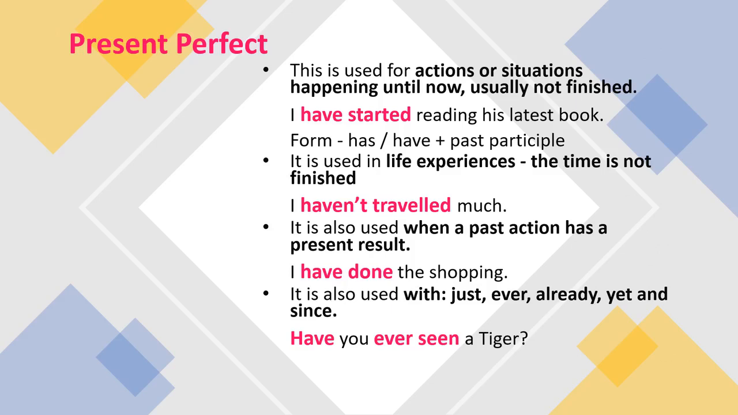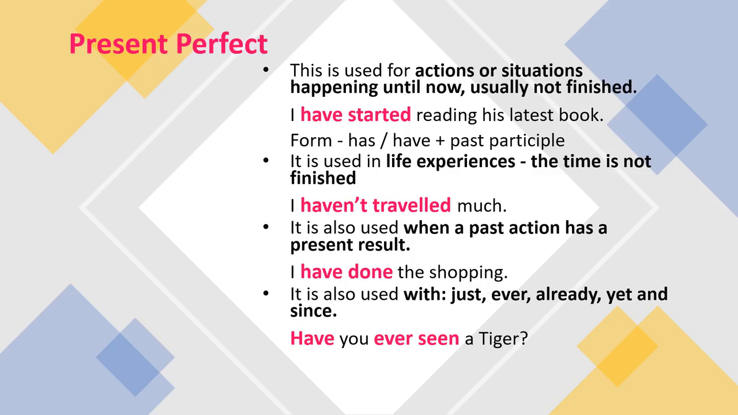Present perfect tense. This is used for actions or situations happening until now, usually not finished. For instance, it could be, I have started reading his latest book. This implies that you started reading the book at some unspecified time in the past, and you are still reading it now, and you haven't finished reading it, and you will continue reading it in the future.